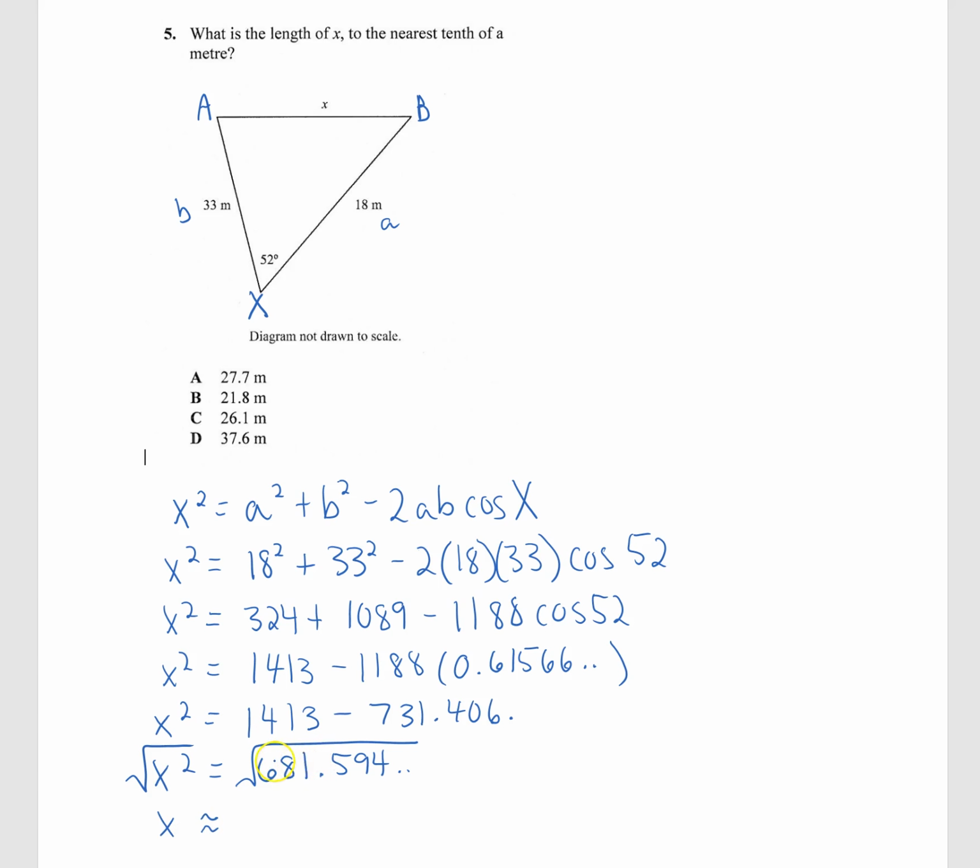and we take the square root of both sides to get x is about equal to the square root of 681.594, which is 26.11 about. And so we've been asked to find it to the nearest tenth of a meter. All the units here are in meters, so this gives us 26.1 meters. And so looking at the answers we've been given, that corresponds to answer C. So C is the right answer to question 5.